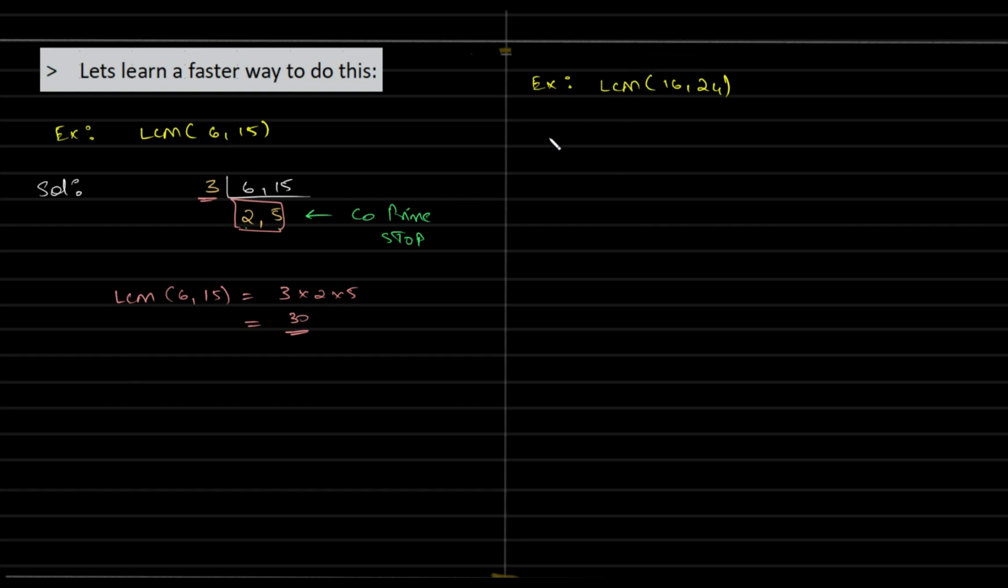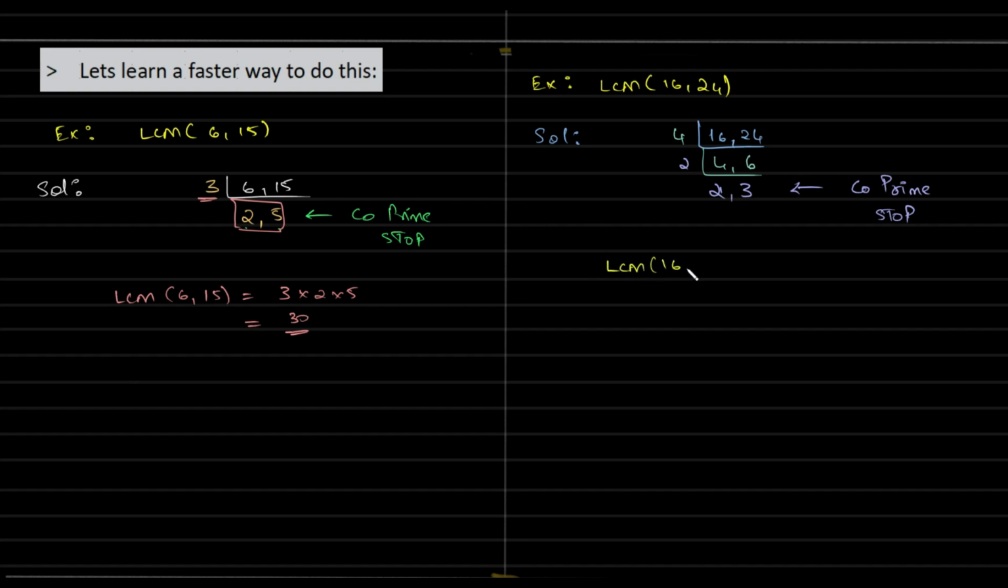Okay. The next question, 16 and 24. Again, you need not start with any prime number per se. You can go with anything. Here 4 looks to be convenient. 4 4s are 16, 4 6s are 24. That's correct. Then 2 looks to be convenient. 2 1s are 2, 2 2s are 4, 2 3s are 6. These are co-prime, and thus we stop. And thus we have our answer.